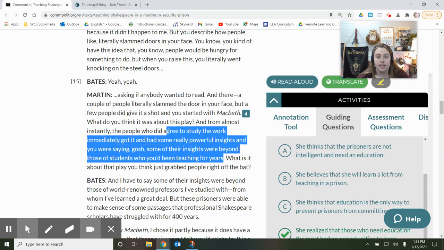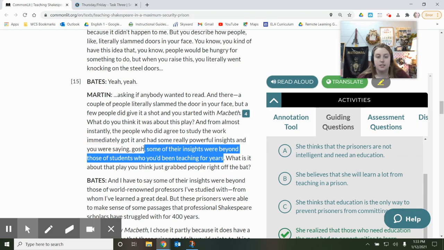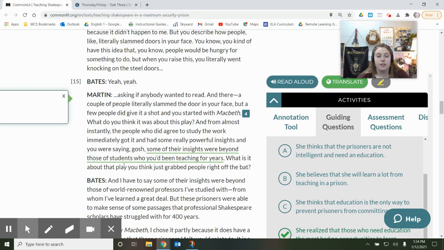Okay, so I like this statement a lot. I want to highlight this. It says some of their insights were beyond those of students who you'd been teaching for years. So prisoners had great insight into what Shakespeare was saying, which shows how relatable it truly can be.